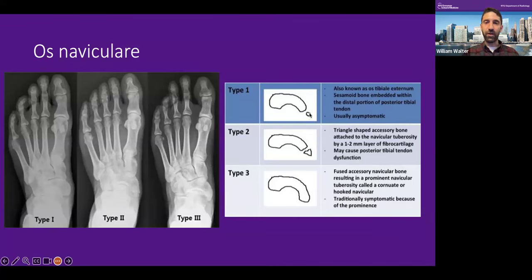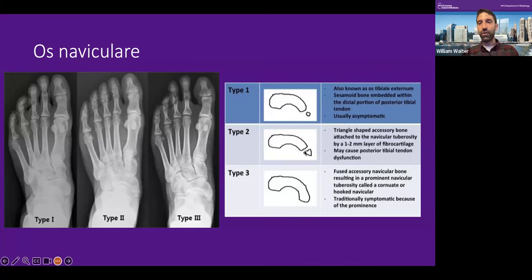These are usually just a couple of millimeters, so quite a small bone. I don't know if it projects well over Zoom, but just a very tiny pea-sized bone. This is entirely embedded within the posterior tibial tendon and rarely causes any issues. The type 2 is really the problematic one. This is more in the range of about a centimeter in greatest axial dimension. So it's a more substantial piece of bone.